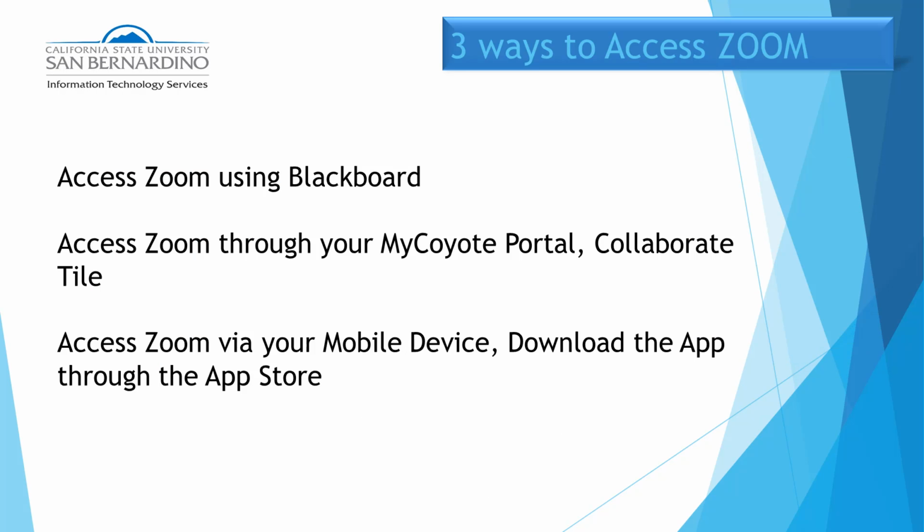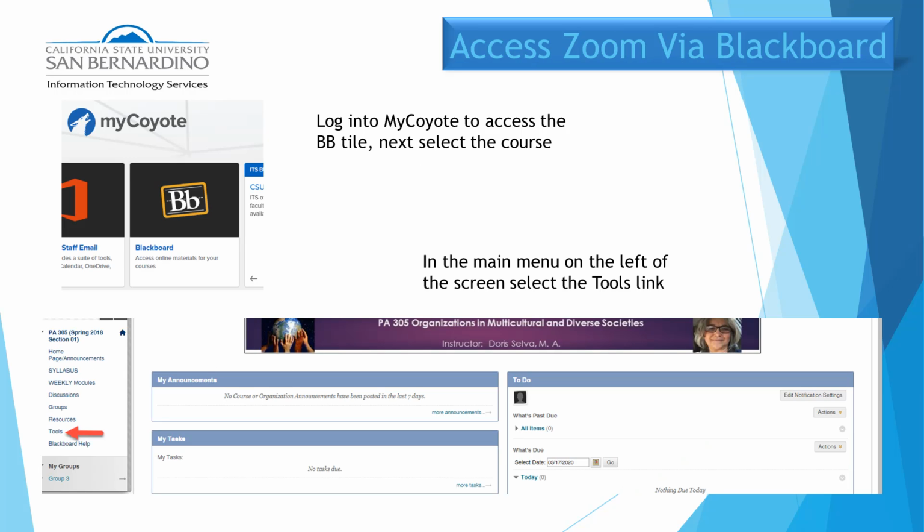You will be presented with three ways to access Zoom. First, you can access Zoom directly through your course using Blackboard. You can access Zoom through the MyCoyote portal Collaborate tile, and you can access Zoom via your mobile device.